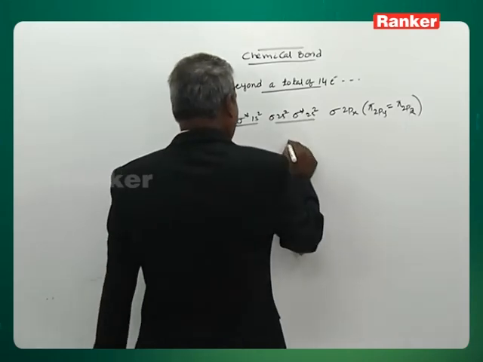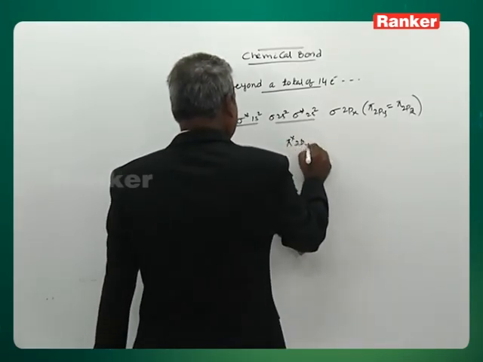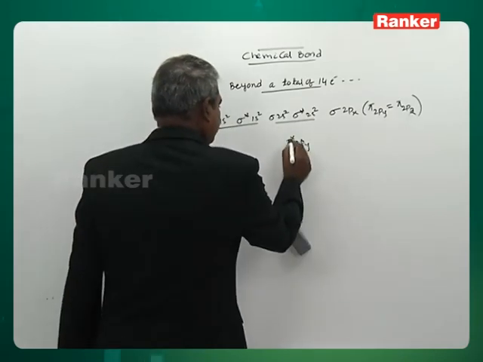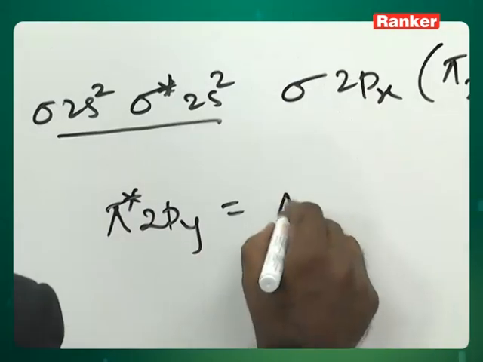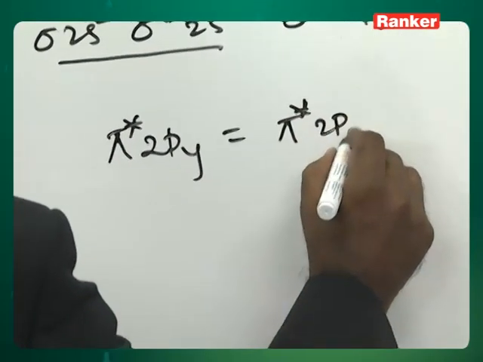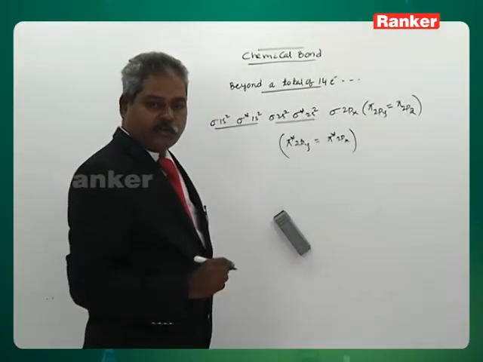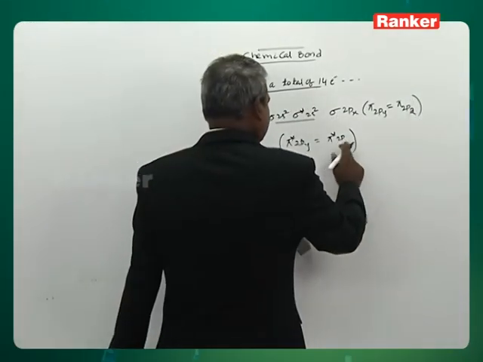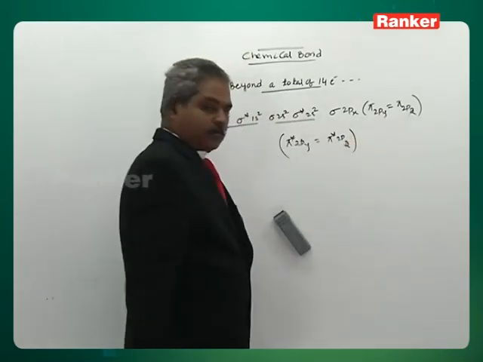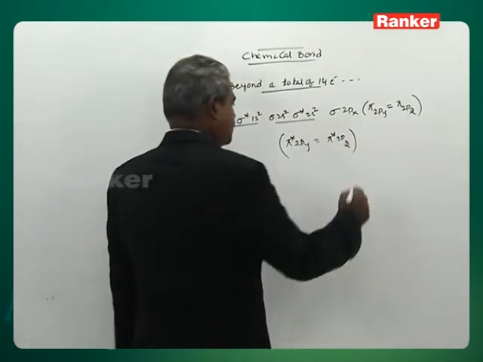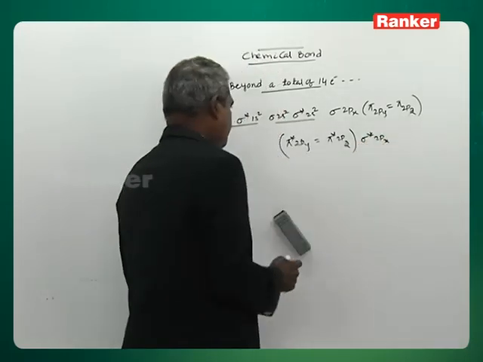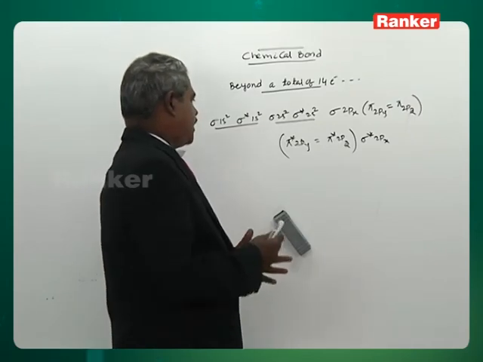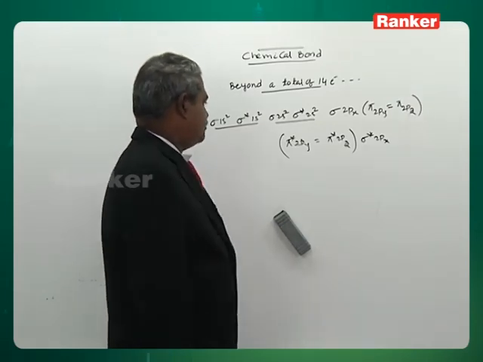Then pi star 2py is equal to pi star 2pz, and then sigma star 2px. Look here. So, this is the electronic configuration of 16.